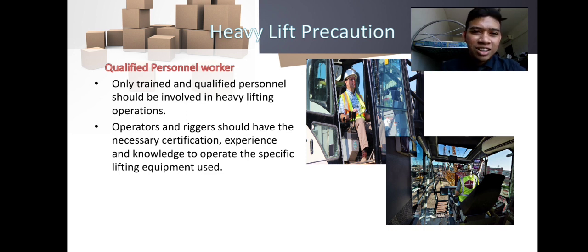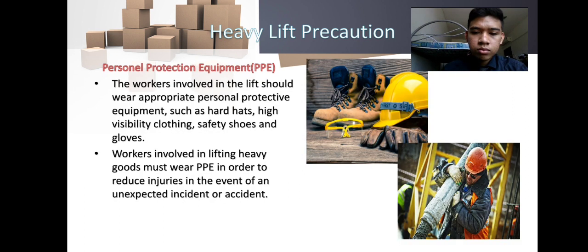Okay, for the last part of heavy lift precaution, which is personal protection equipment (PPE). The workers involved in the lift should wear appropriate personal protection equipment such as a hard hat or helmet, high visibility clothing, safety shoes, and gloves. Why should workers use it? Because this is to prevent any injury in the lifting process if any incident occurs.